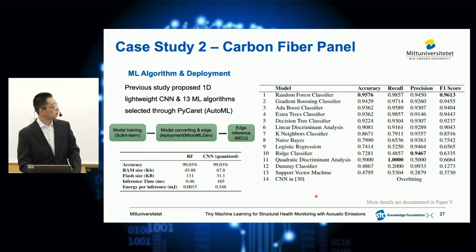But as I mentioned before, we introduced the data augmentation methods. After the augmentation, we have the result here, which is also the deployment result. Both random forest and CNN achieve 99% accuracy. But the flash size of random forest is way higher than CNN because in random forest we use quite a lot of tree nodes. But for inference time and energy consumption, we can say random forest has a very big advantage over the CNN one.